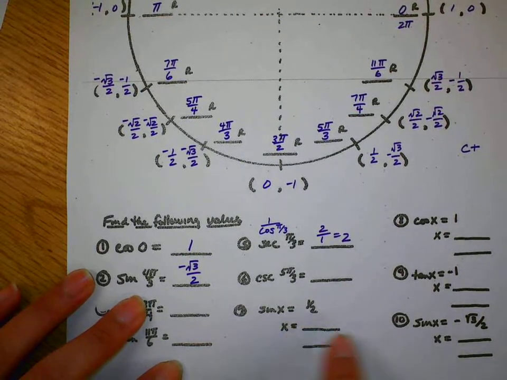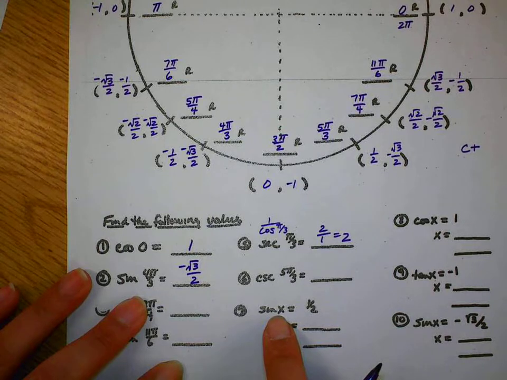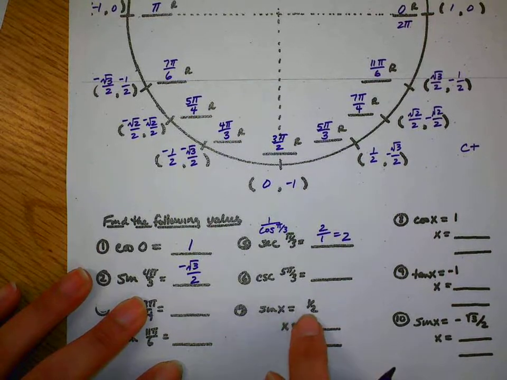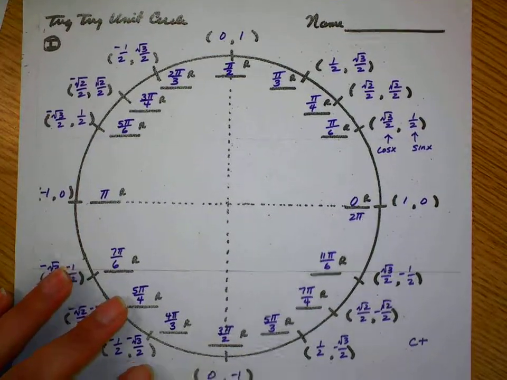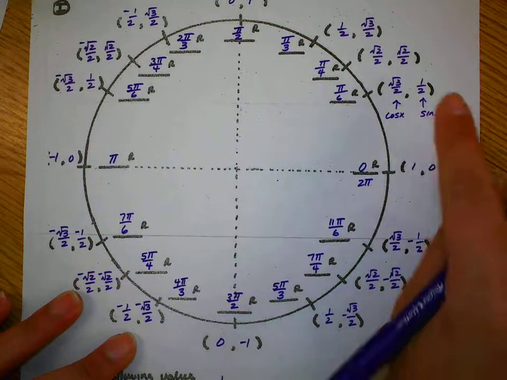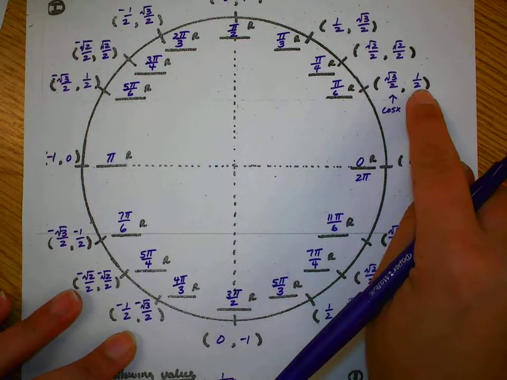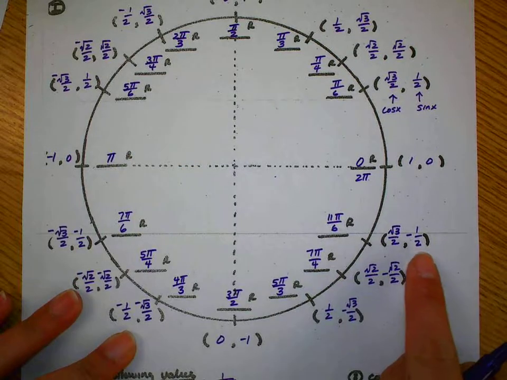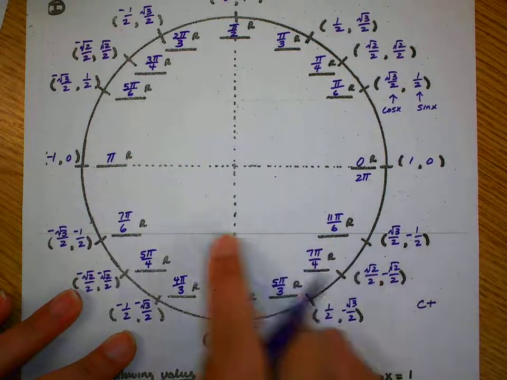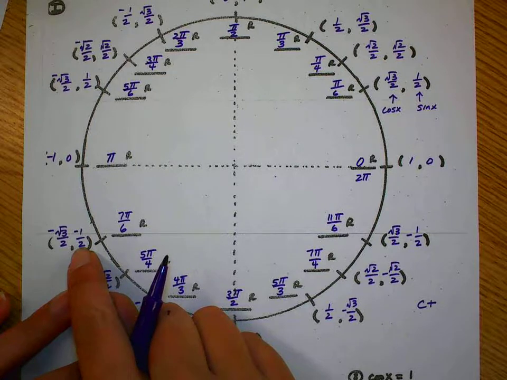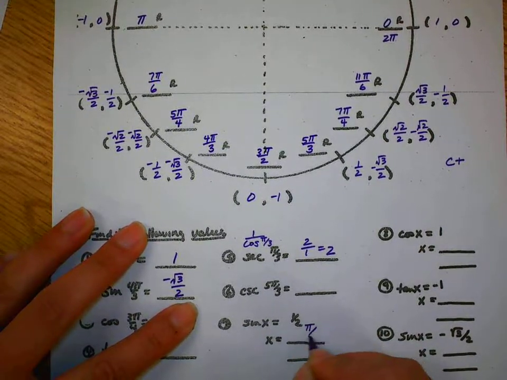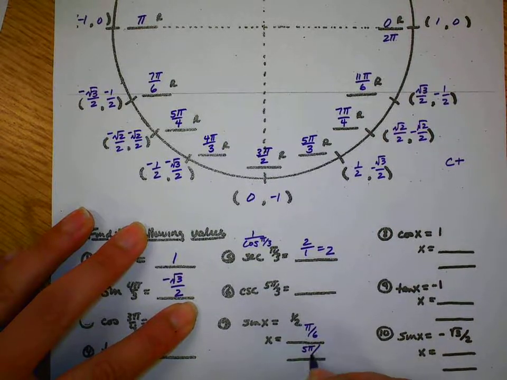7 through 10, this is where you're trying to find the angle measurement. So sine of an angle measurement is equal to 1/2. They're asking you what is that angle measurement. So sine is your y value. You're going to have to go around, take a look. Pi over 6 has a y value of 1/2, as well as 5 pi over 6. The other angles over 6, 11 and 7, have a negative 1/2, so those wouldn't work out. So my two answers for number 7 would be pi over 6 and 5 pi over 6.